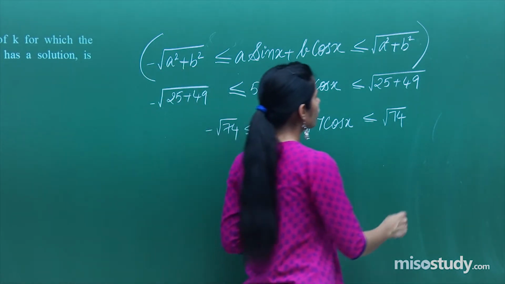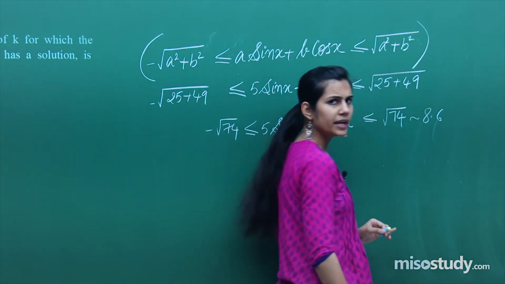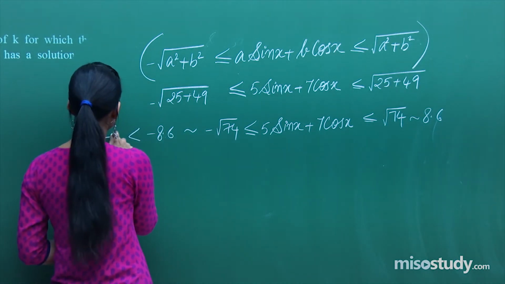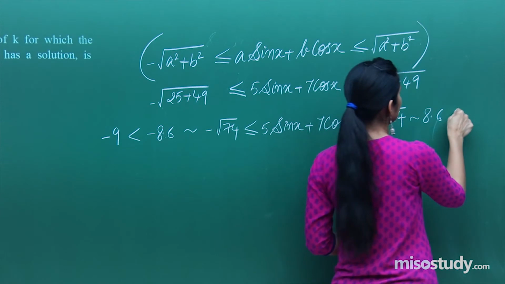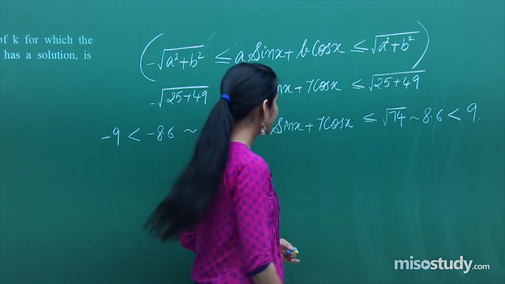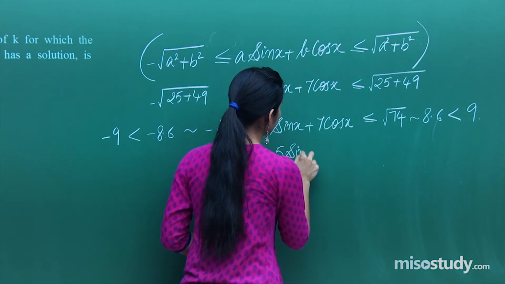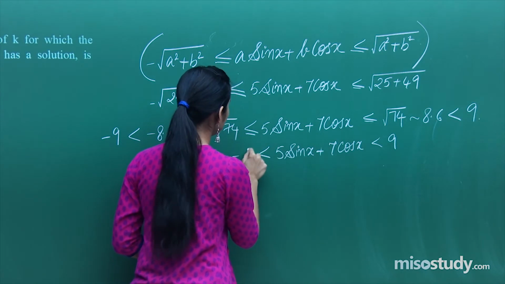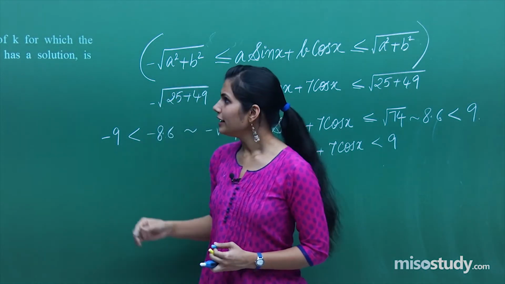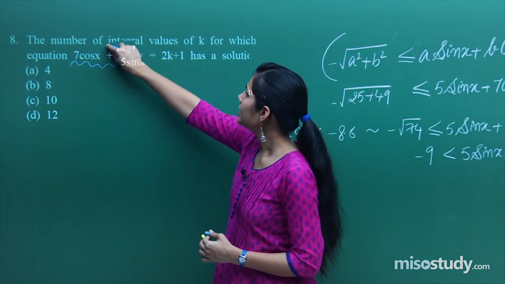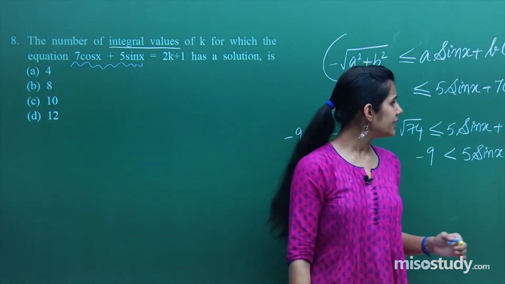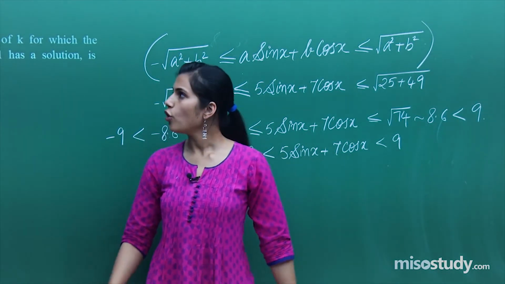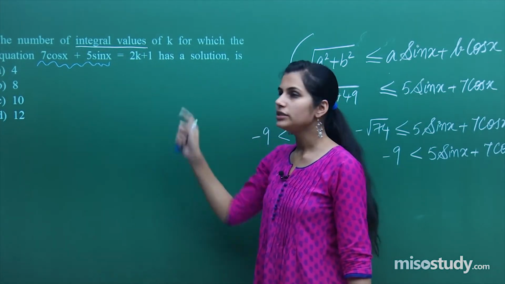Now, root 74 is almost equal to 8.6 something. So, here you will have minus 8.6, which is strictly greater than minus 9, and this is strictly less than 9. So, I can write this as 5 sin x plus 7 cos x is strictly less than 9 and strictly greater than minus 9. Why did I do that? Because you are interested in finding the integral values. So, I don't want to deal with decimals. Let's try to deal with integral values. You want all such integral values of k for which these two are equal.